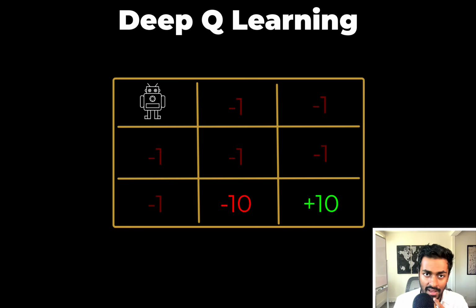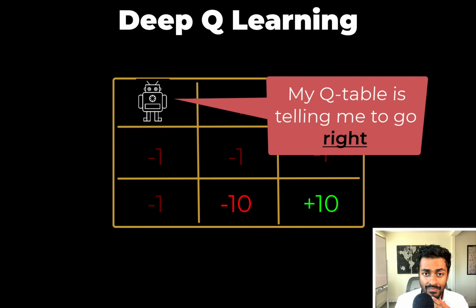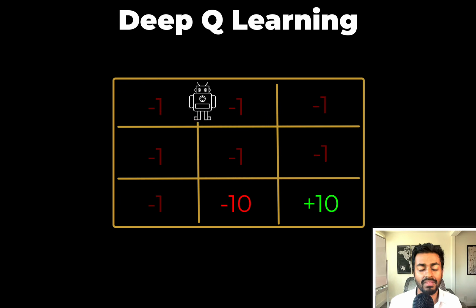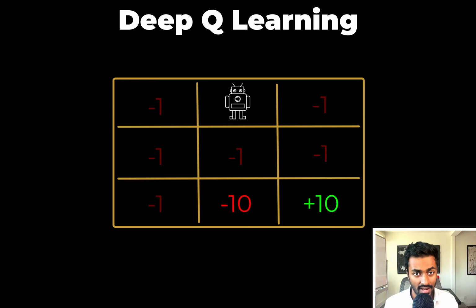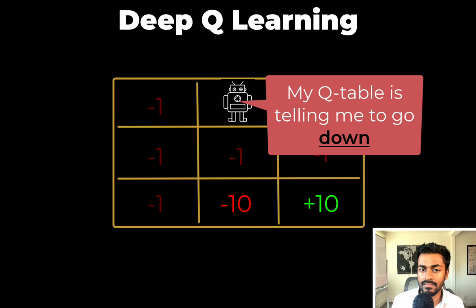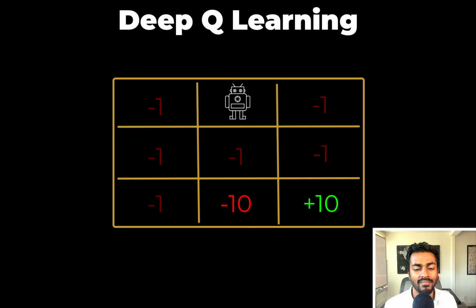Alright, I see where you are, Frank. So what do you want to do here? My Q table is telling me to go right. Gotcha. Alright, now that you're there, what about now? My Q table is telling me to go down. You go for it, buddy.